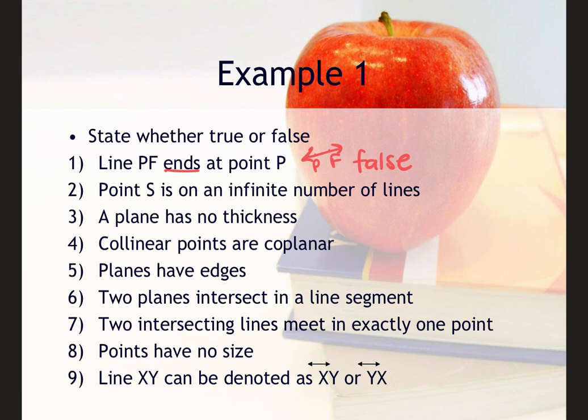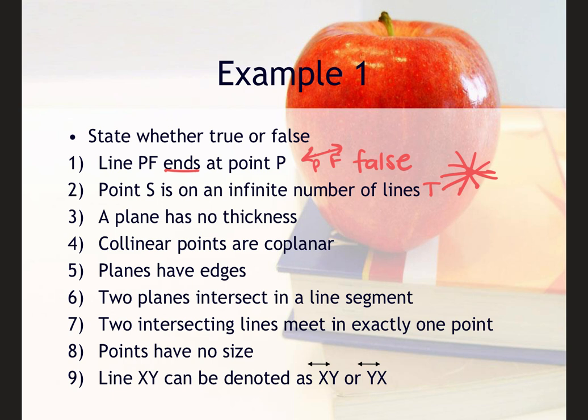Point S is on an infinite number of lines. So a single point can exist in any kind of line. If it was 2 points, it'd be only on one. But because it is a single point by itself, it lies on an infinite amount of lines, and that is true.